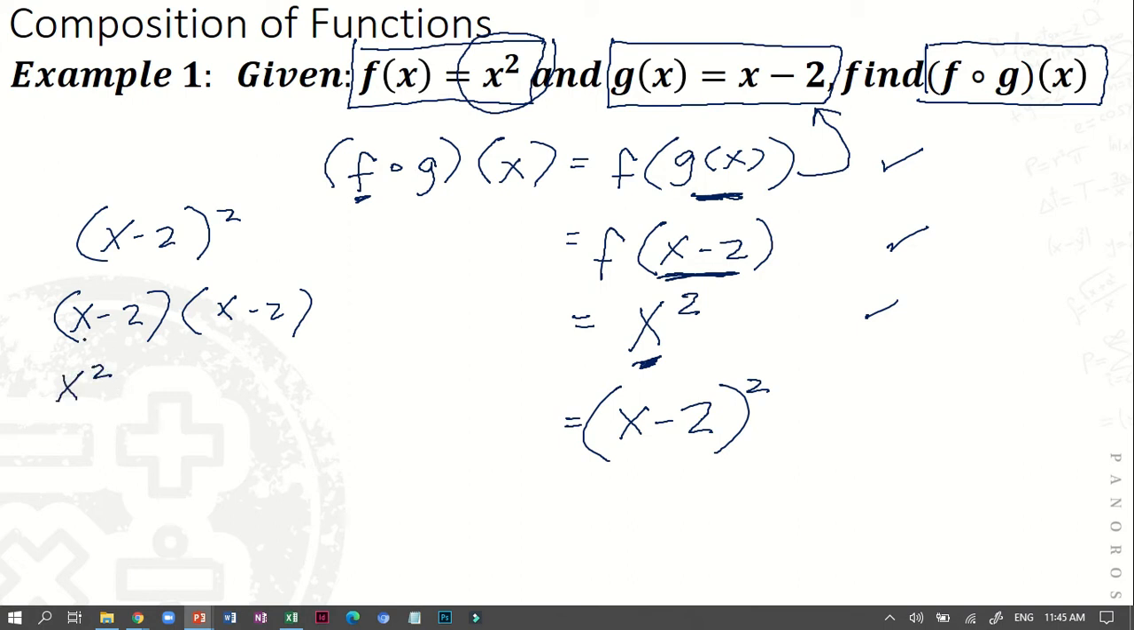And then, outer term, x times negative 2. So, x times negative 2. So, that will be negative 2x.